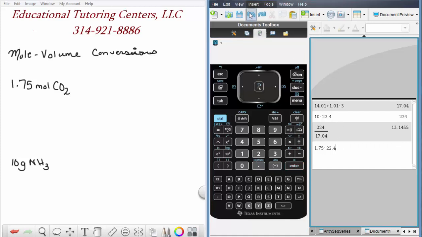Hello, this is Temisha with Educational Tutoring Centers with a high school chemistry concept, which is making mole volume conversions. You'll also see these concepts maybe being taught in an Introduction to Chemistry course at the college level.